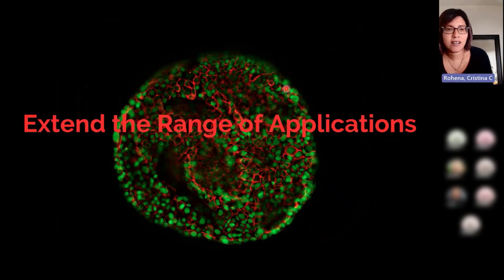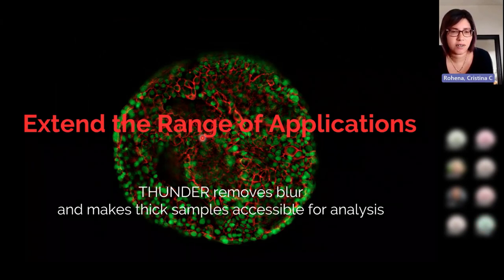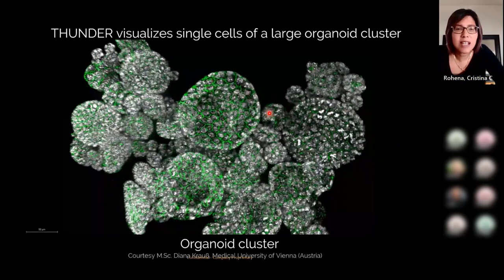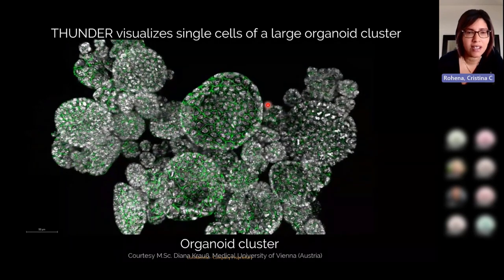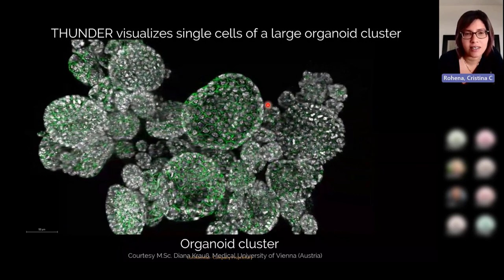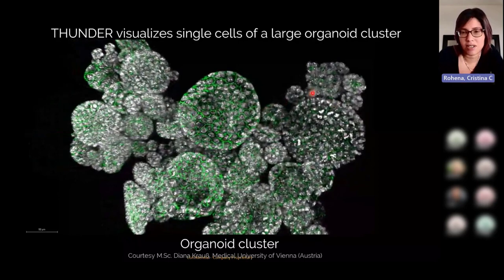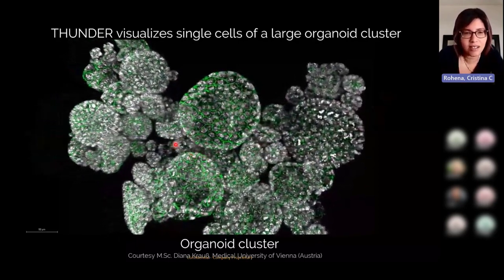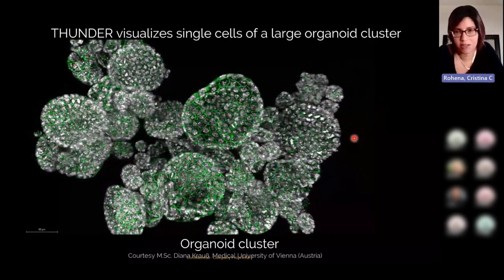However, Thunder allows you to extend the range of your applications by removing that out-of-focus blur, making thick samples now accessible for analysis. This is also better illustrated by this image of this organoid cluster, which is over 100 microns thick. Thunder does allow you to now visualize the individual cells of this large organoid cluster. This image actually took 469 Z-planes to acquire, but you can see how much detail is actually preserved in the image when you process the image with Thunder.